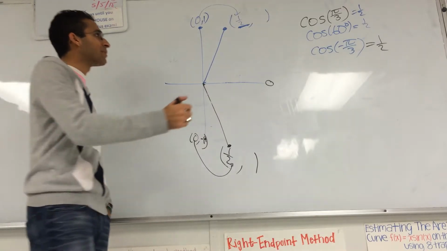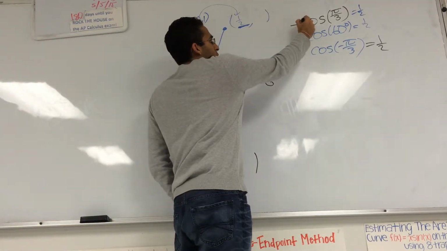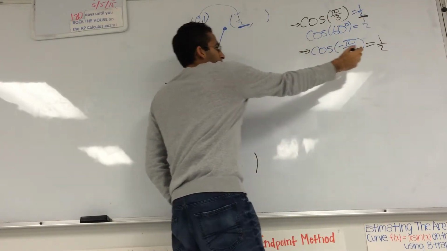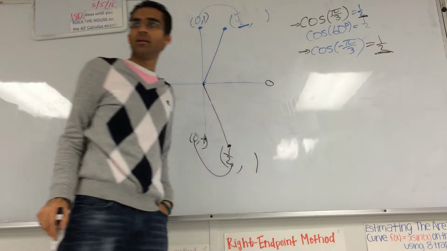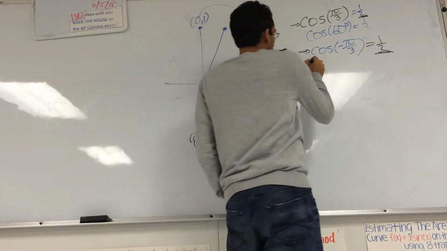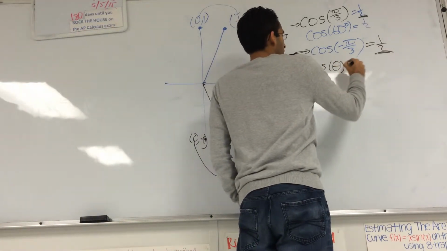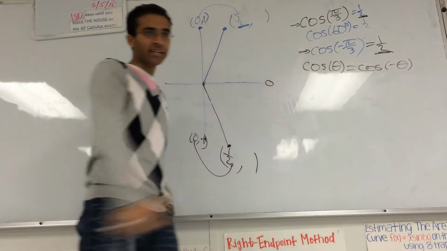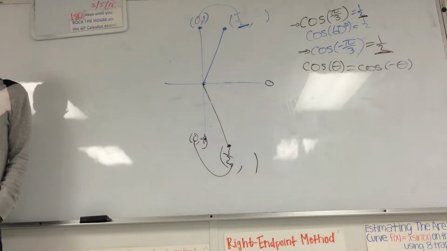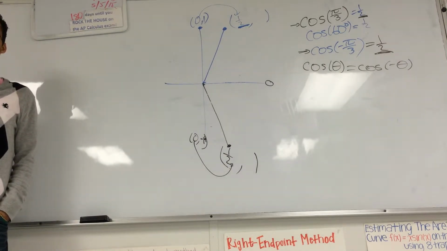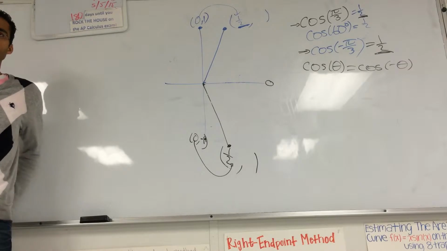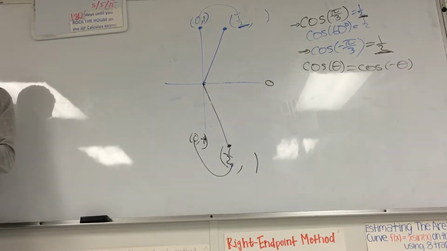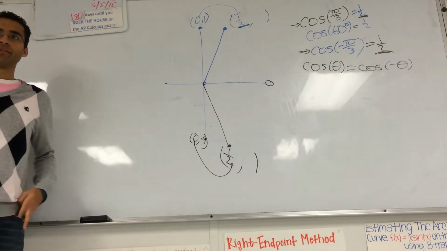So let's notice what happened. Cosine of regular pi over 3 was positive 1/2. Cosine of negative pi over 3 was positive 1/2. So it appears we could write a nice rule that cosine of theta equals cosine of negative theta. All of that to get to this point. All right. Let's keep going.